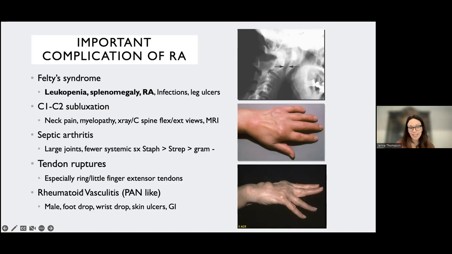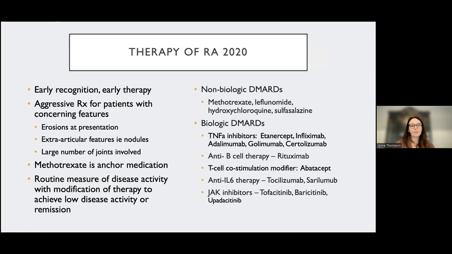And then also rheumatoid vasculitis. Patients can develop a vasculitis associated with rheumatoid arthritis. Again, not super commonly seen anymore, but we always think about it.